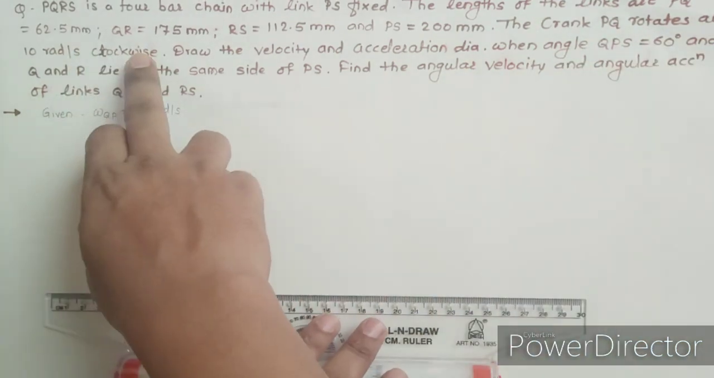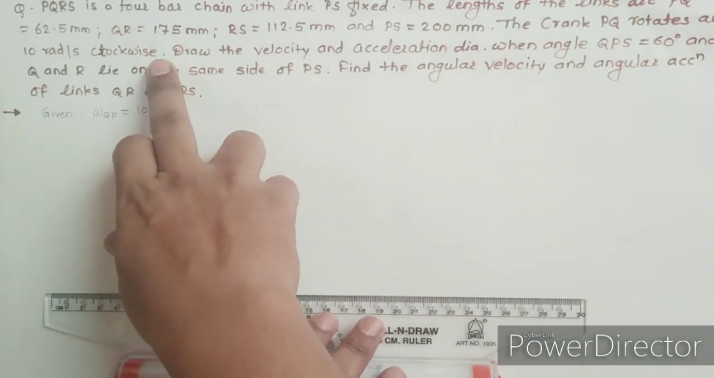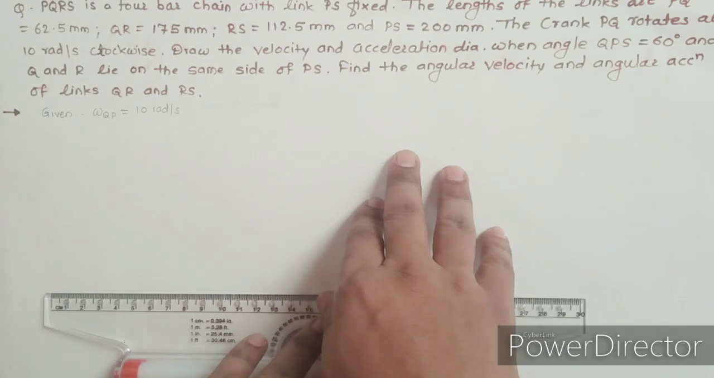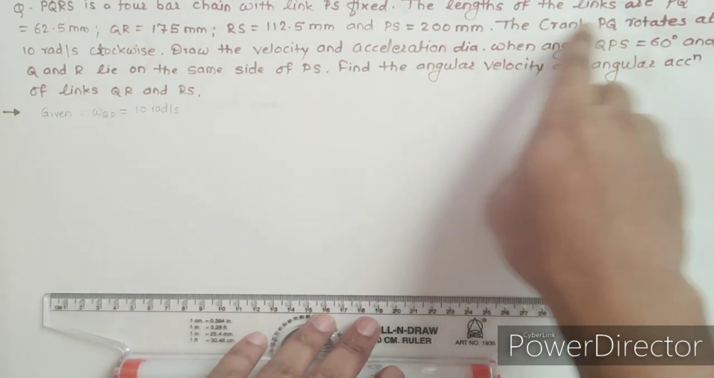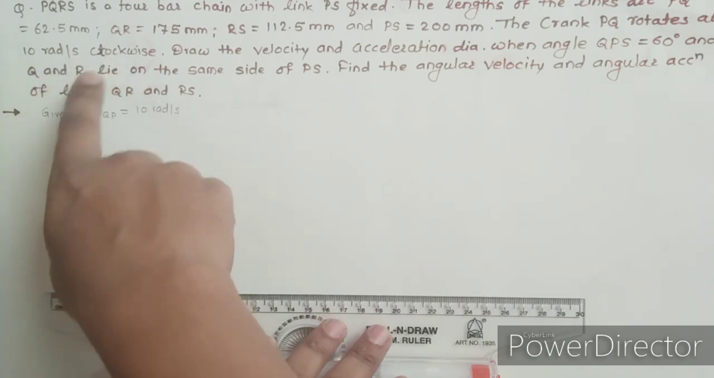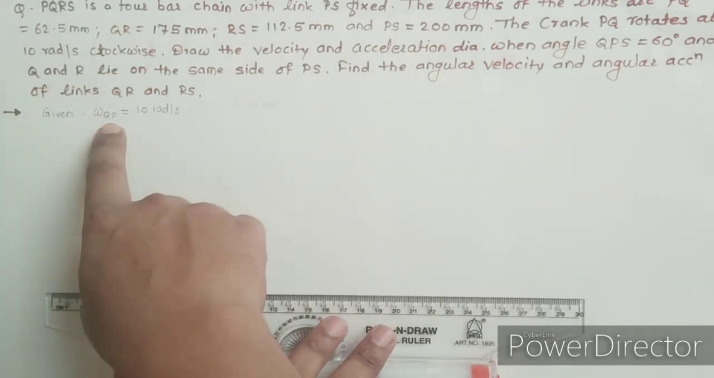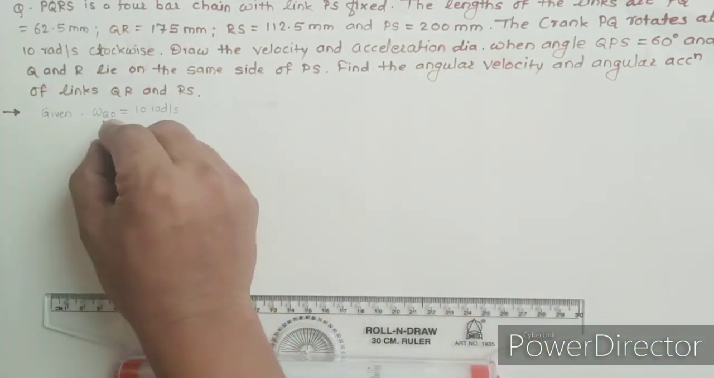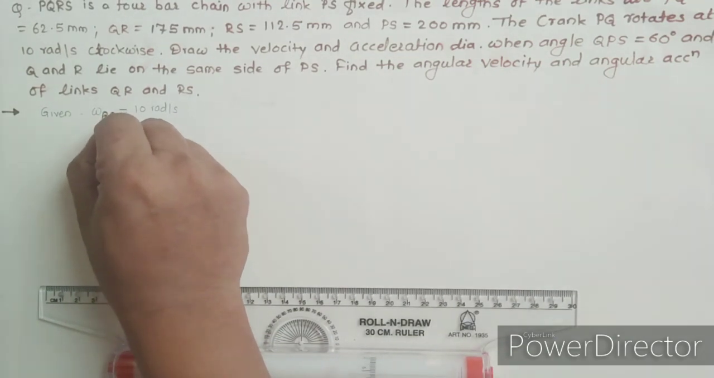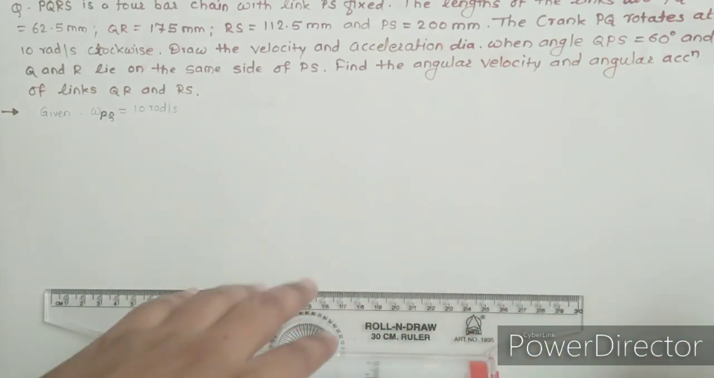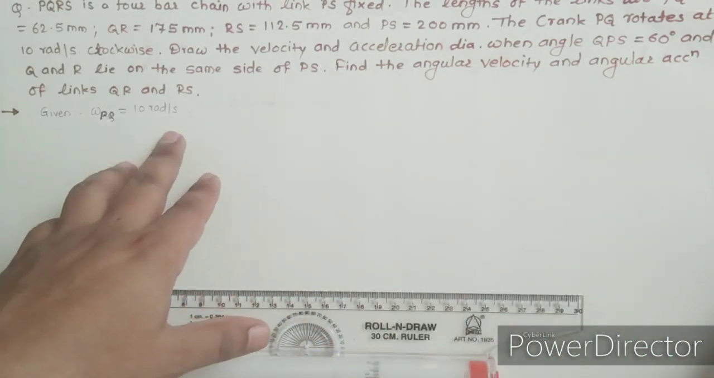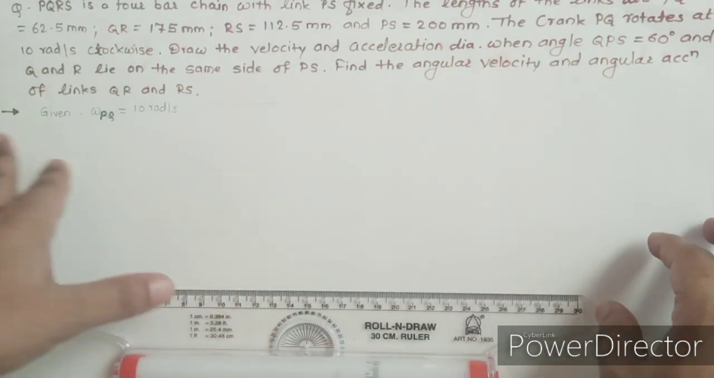That means the crank is PQ, which rotates at 10 radian per second. So omega PQ is equal to 10 radian per second. Now we have to draw the configuration diagram first.